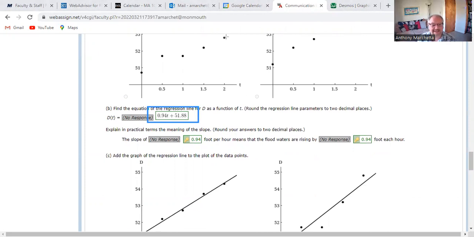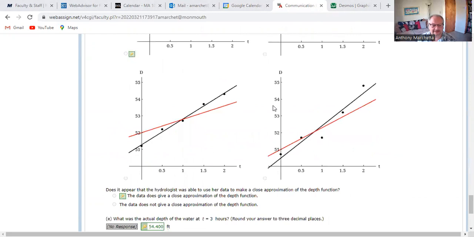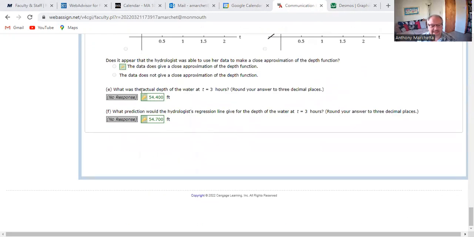Just to reiterate, look at the answers and you'll see what I mean. This one is asking what is the actual depth? That's using the formula that was given. This one is asking what would the hydrologist regression line give? That's using the formula you found. As you can see, the answer is almost the same, which is another indicator that the hydrologist was making accurate predictions. Okay, let's see if there are any other questions for my students up here to answer.